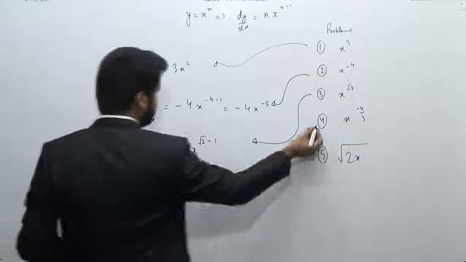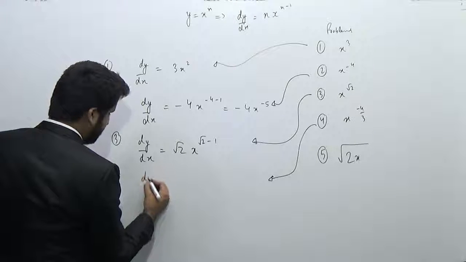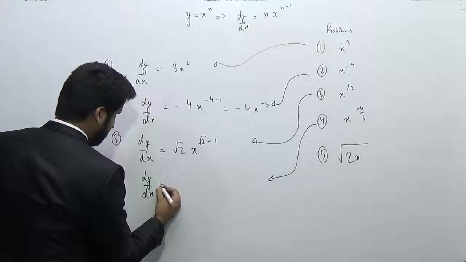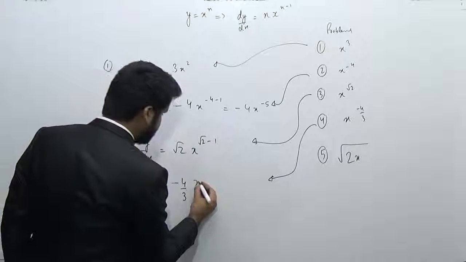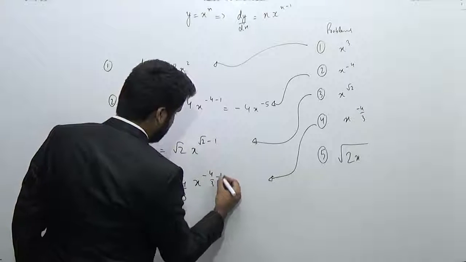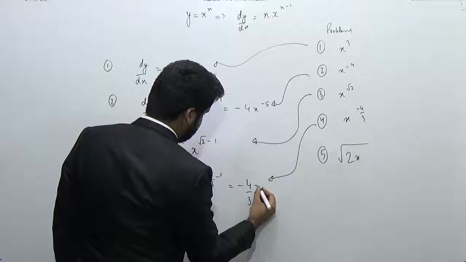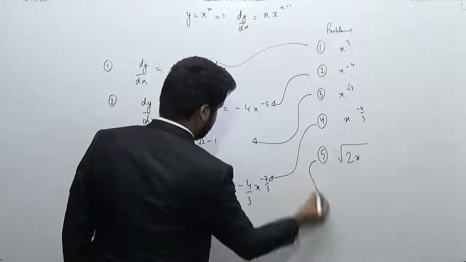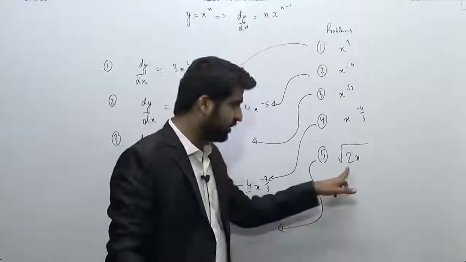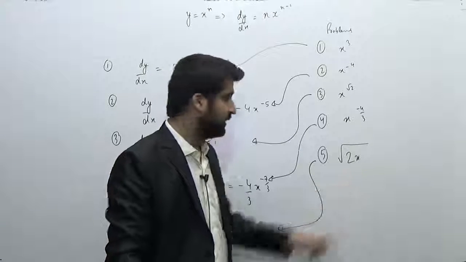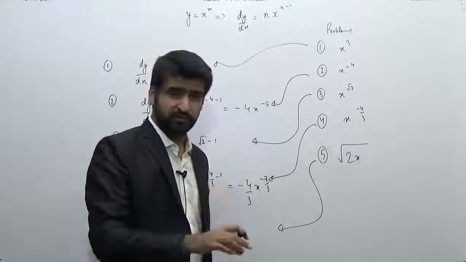Similarly, the fourth function. The differentiation of the fourth function will be dy upon dx is equal to minus 4 upon 3, the power will come in front, x to the power minus 4 upon 3 minus 1. And this is equal to minus 4 upon 3 x to the power minus 7 upon 3. And similarly the last one. Now the last one is pretty important because we have root 2 over here, right? Now root 2 will be treated as a constant, so this will come out of the differentiation.